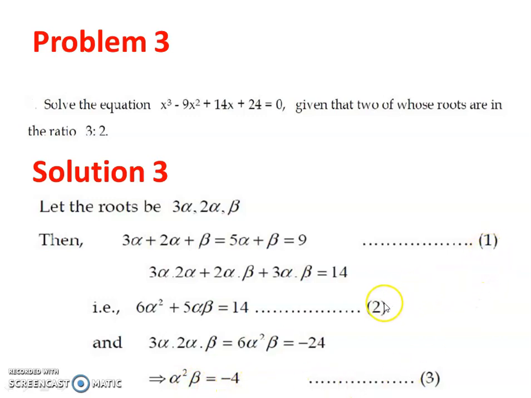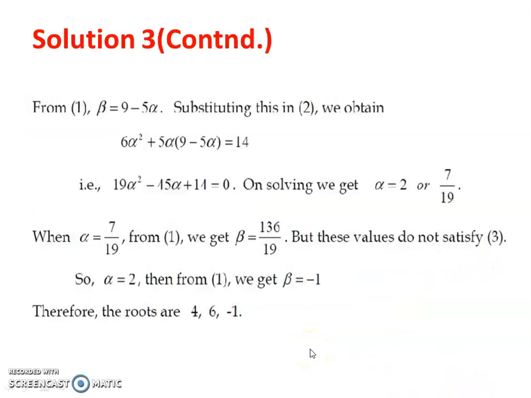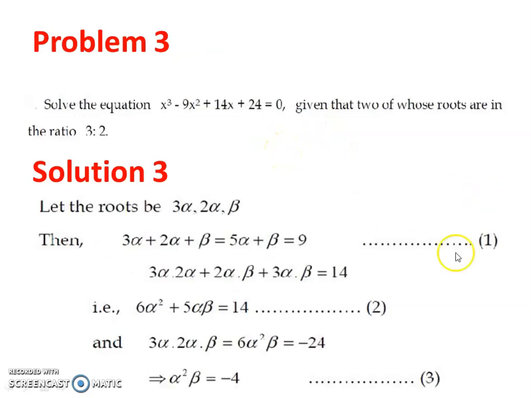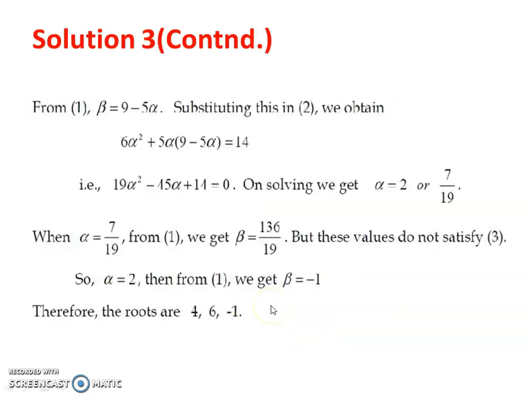So we get three results, 1, 2 and 3, on alpha and beta. Then from the first equation you will get beta equal to 9 minus 5 alpha, and by substituting that result in equation number 2, you will get 6 alpha square plus 5 alpha into 9 minus 5 alpha equal to 14. Then you will get an equation in terms of alpha, that is 19 alpha square minus 45 alpha plus 14 equal to 0.